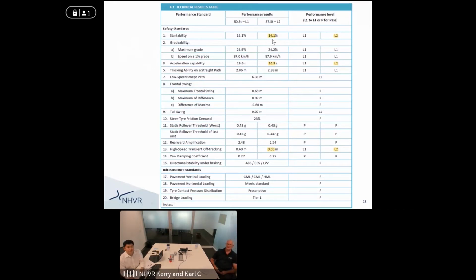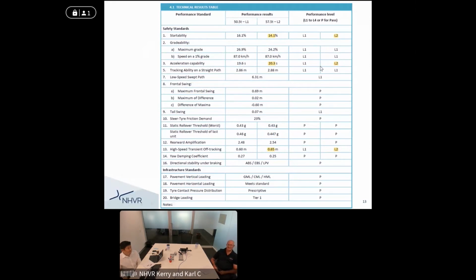And this comes back to when you're applying route assessment guidelines, it says level 2 routes are up to 12% grade, and level 1 routes are up to 15%. Bit higher, yeah. So if we go down maximum grades, they both meet level 1 at both masses. Speed on a 1% grade, they meet the requirements for level 1 for both those.